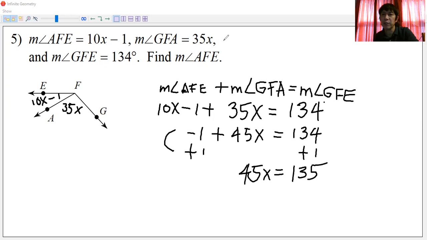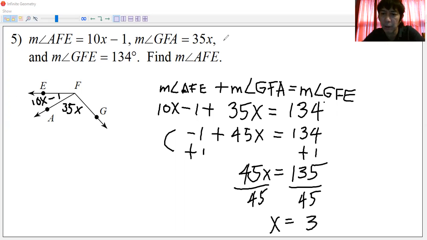So next step is division. All right, that's division by the 45. So we divide by 45, and we divide by the 45, and x is equal to 3. Okay, 3 times 45 is 135. So 135 divided by 45, that must be 3.